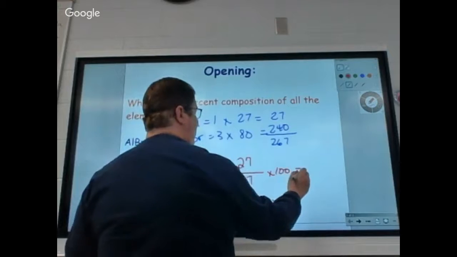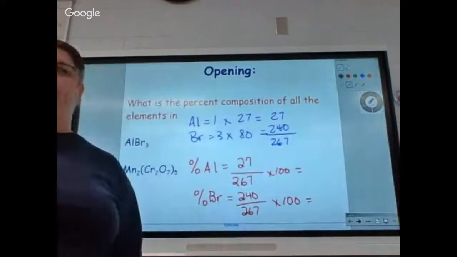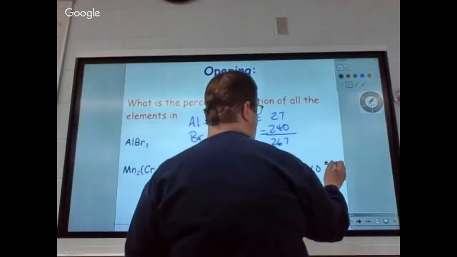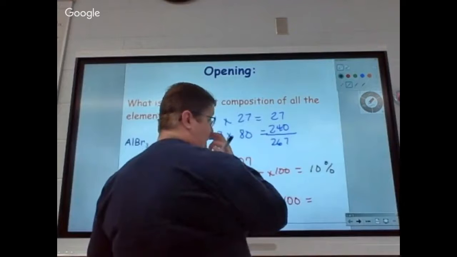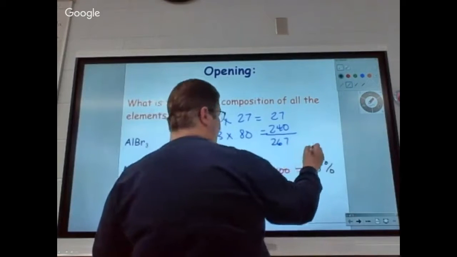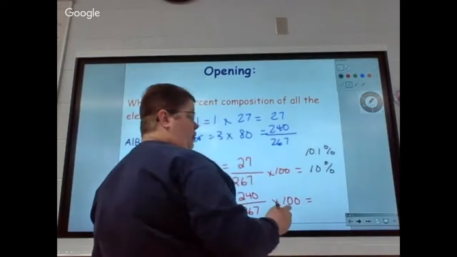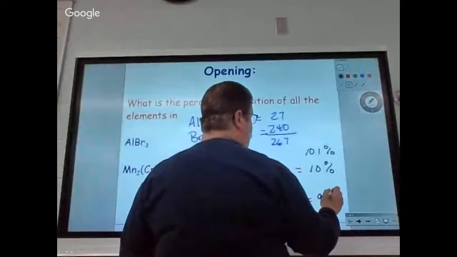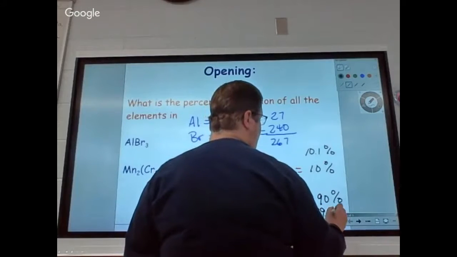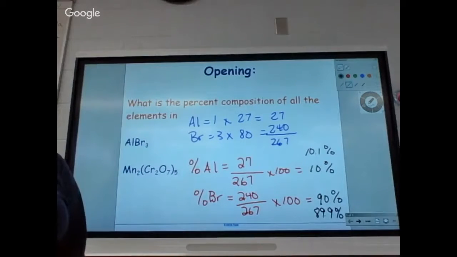All right, so what did you get for the answer for aluminum? You got 10%. So you all rounded to 10? All right, 10.1. Remember, there are no significant digits, so you can use decimals or you can round off. So 90% or what, 89.9%. Either one is fine. Questions about either of those two problems?